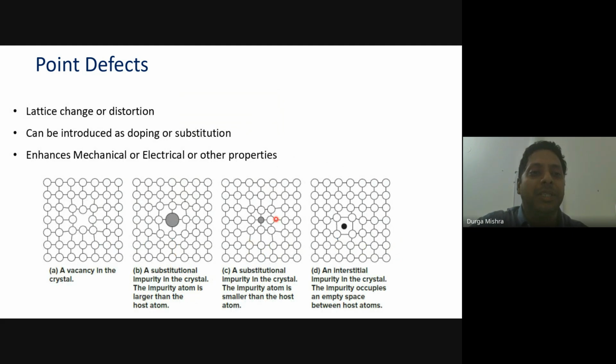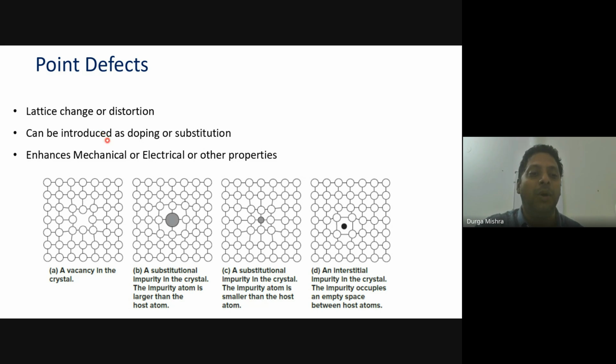What this point defect or vacancy will do is change or distort the lattice. Because now you have a free space, there will be some rearrangement of the atoms around the vacancy, so it will distort the lattice around it. Sometimes this point defect can be introduced deliberately.